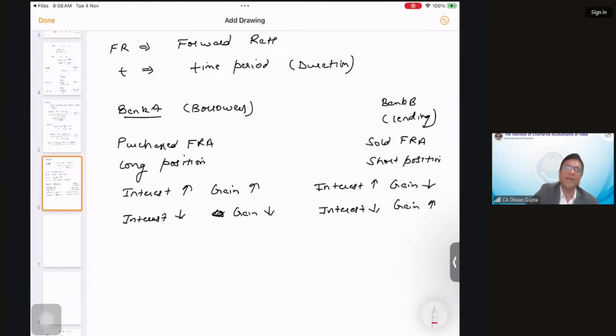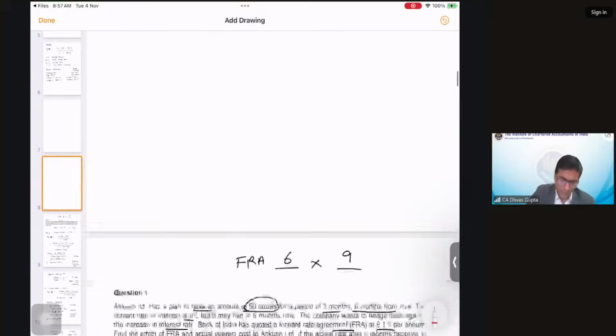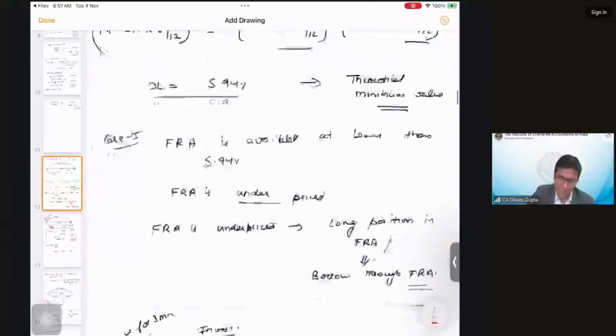The higher the interest, the higher the gain. Lower the interest, the gain will be lower or there will be a loss. Similarly, for Bank B, if the interest is higher, the gain will become lower, and if the interest is lower, the gain will become higher. It's an opposite relationship for Bank B, which is in the lending position. Bank A, who is the borrower, has the long position in the FRA and has the direct impact. Okay.